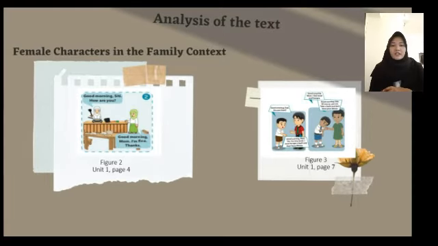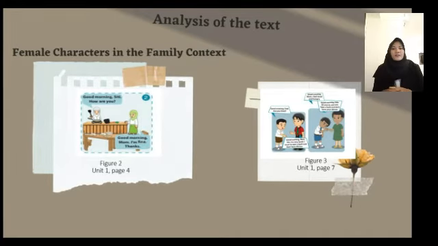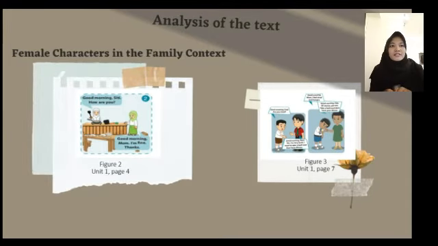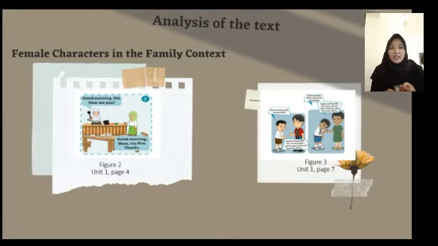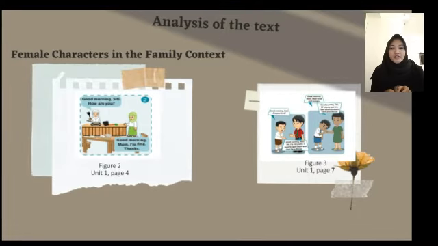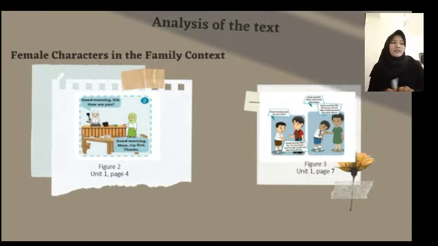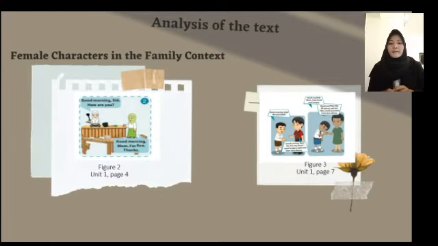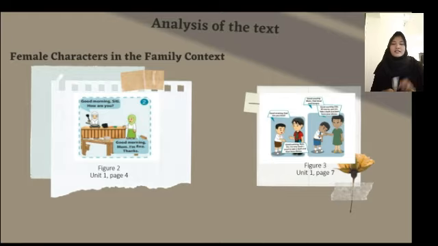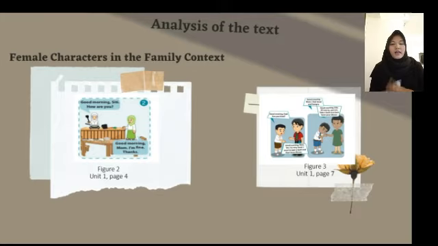Analysis of the text. The first analysis is about female characters in the family context. As seen in Figure 2 in Unit 1, page 4, the female is a housewife doing domestic chores, traditional domestic chores. Similarly, in Figure 3 in Unit 1, page 7, the female is a mother who instructs her son to take a bath and then have his dinner soon.